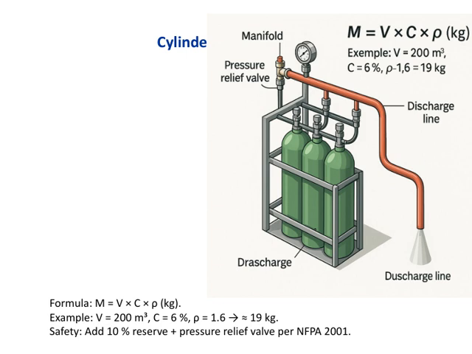It's also really important to consider safety margins. You should always add about 10% as a reserve to account for uncertainties, and include a pressure relief valve according to NFPA 2001 standards to ensure safety during operation. Overall, this sizing process is crucial for ensuring effective fire suppression while maintaining safety and compliance.